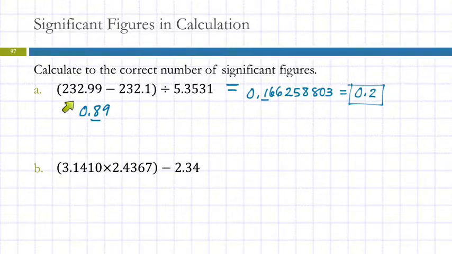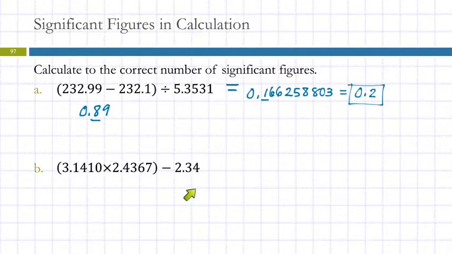So this illustrates how you can't just look at this and come up with, oh, it's only got 1 sig fig. All those numbers had 4 or 5 sig figs, but the answer only has 1. Stuff like that happens when we add and subtract, especially subtracting.